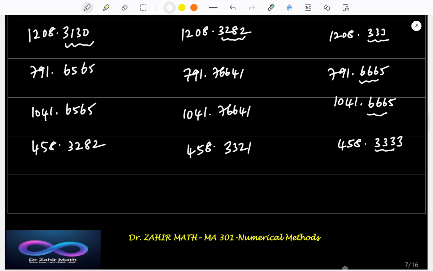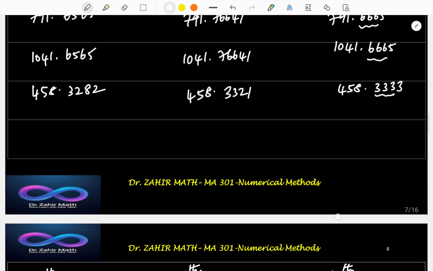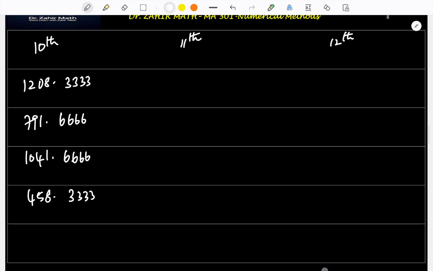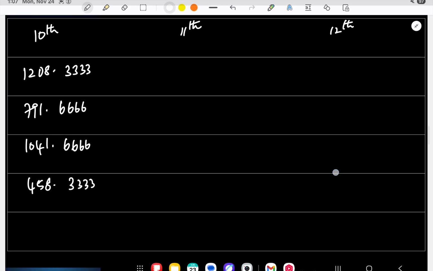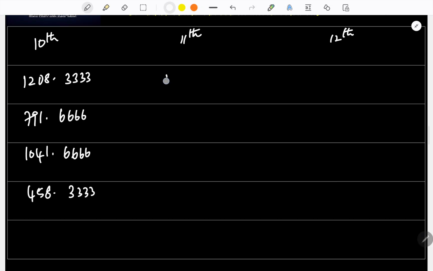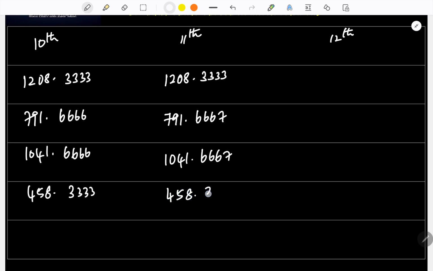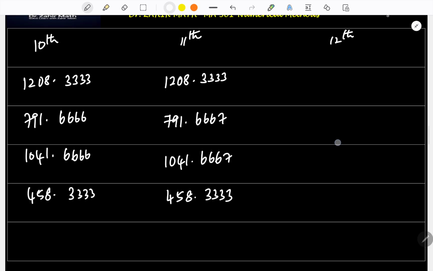Let me match here. 1208.333, yes, matching. 791.6666, oh, the 4th decimal is not matching. Let me go one more time. In the 11th iteration, I'm getting 1208.3333, 791.6667, 1041.6667, 458.3333. Almost the last value is matching, the remaining are not matching.